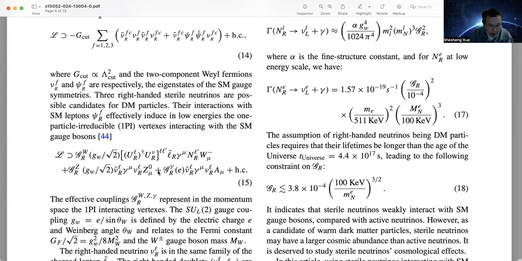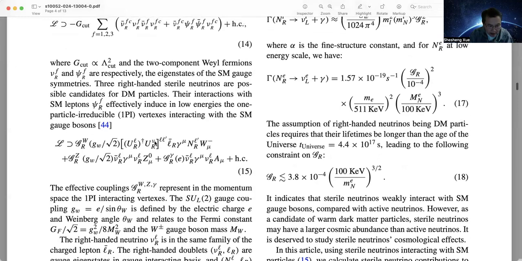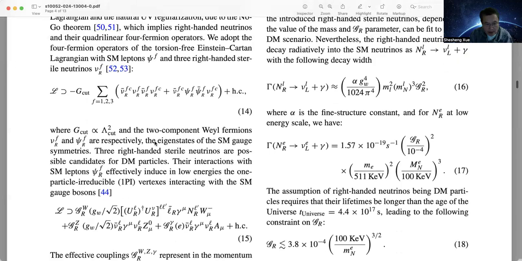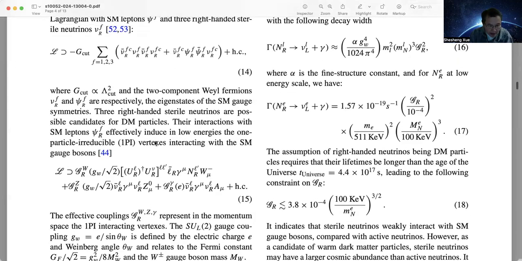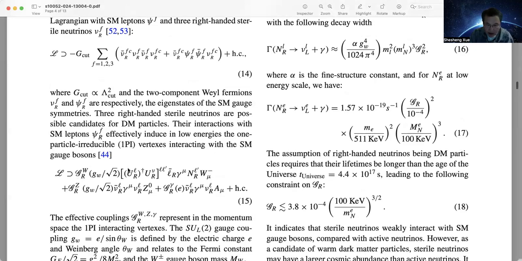So this effective coupling means that the W, Z, and photon of the standard model gauge bosons are interacting with the right-handed sector of the neutrino. Okay, this is absent in the standard model. So we consider this as an effective operator to study this birefringence phenomenon. And clearly the parity symmetry is violated, and how much it is violated is measured by this right-hand coupling GR.